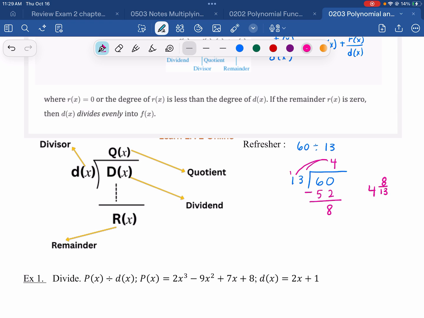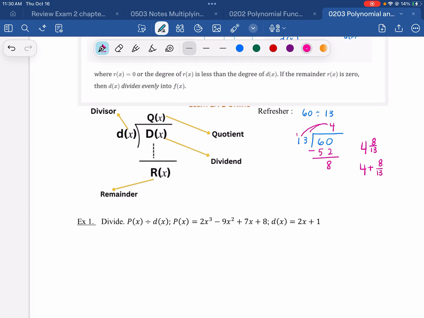Okay, so we learned to do our mixed numbers, and that's how we would end up writing that, 4 and 8/13. So this is very similar. That 4 and 8/13 is the same thing as 4 plus 8/13, because if I add them together, I get 4 and 8/13.